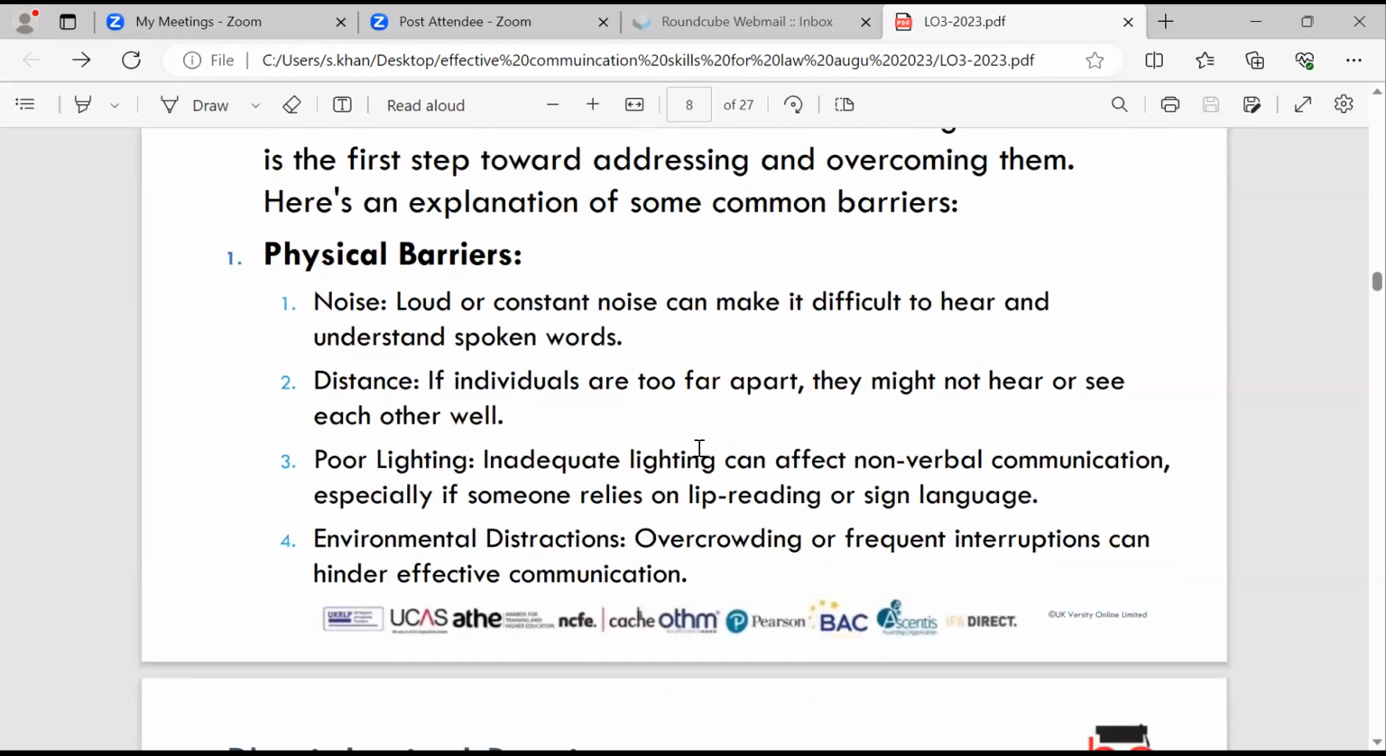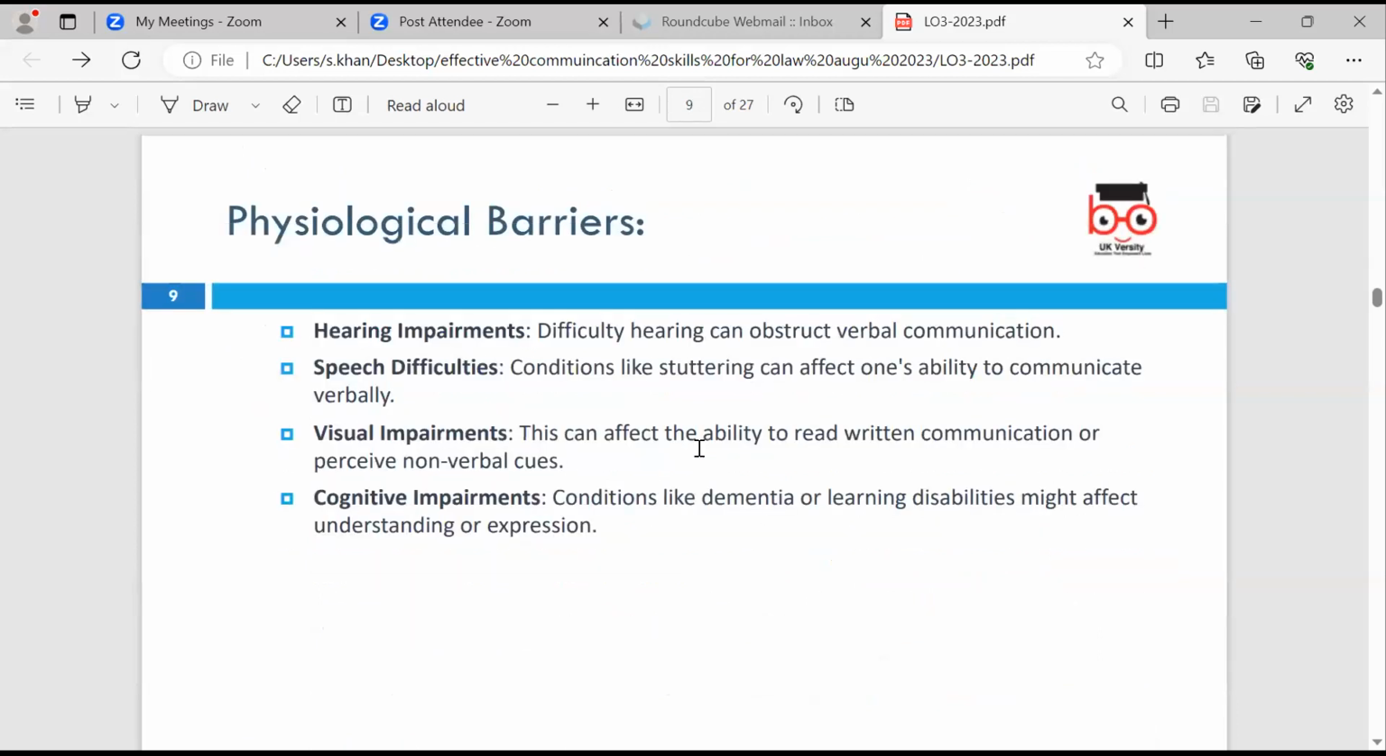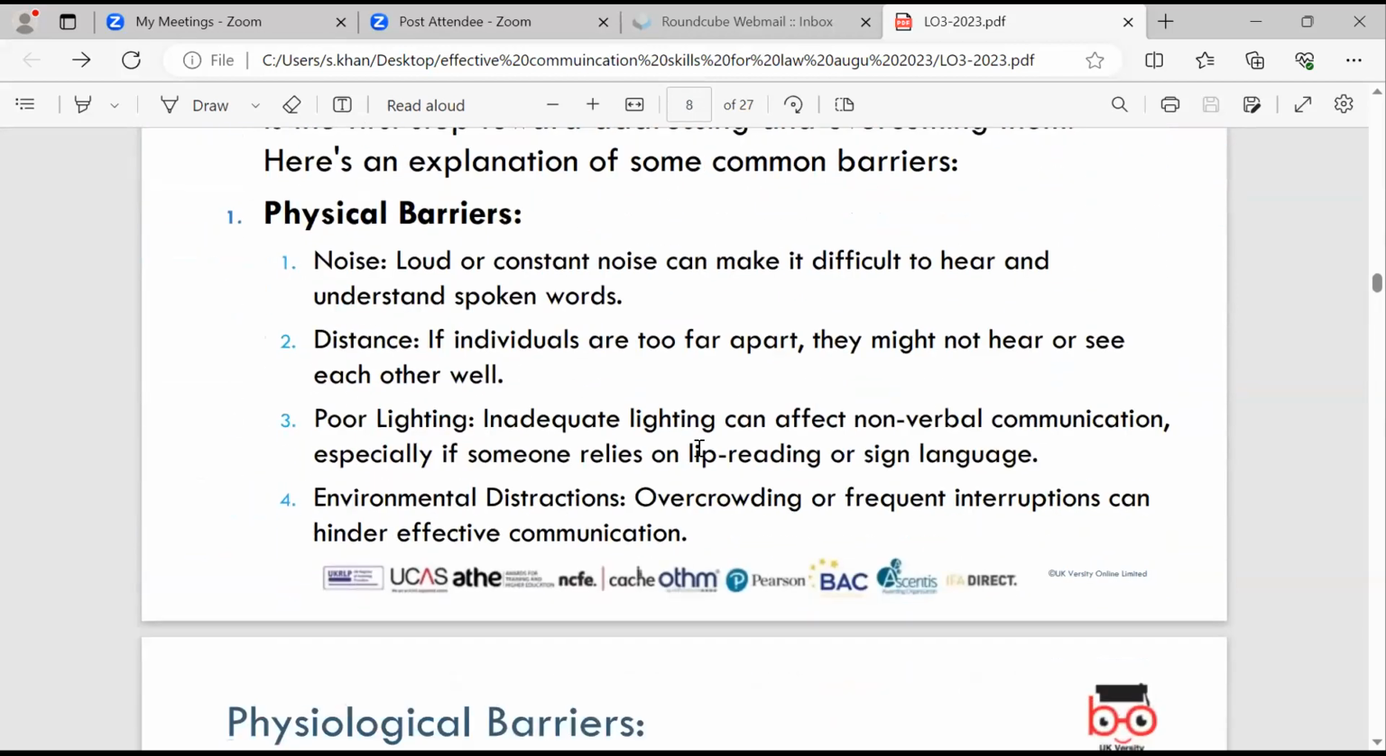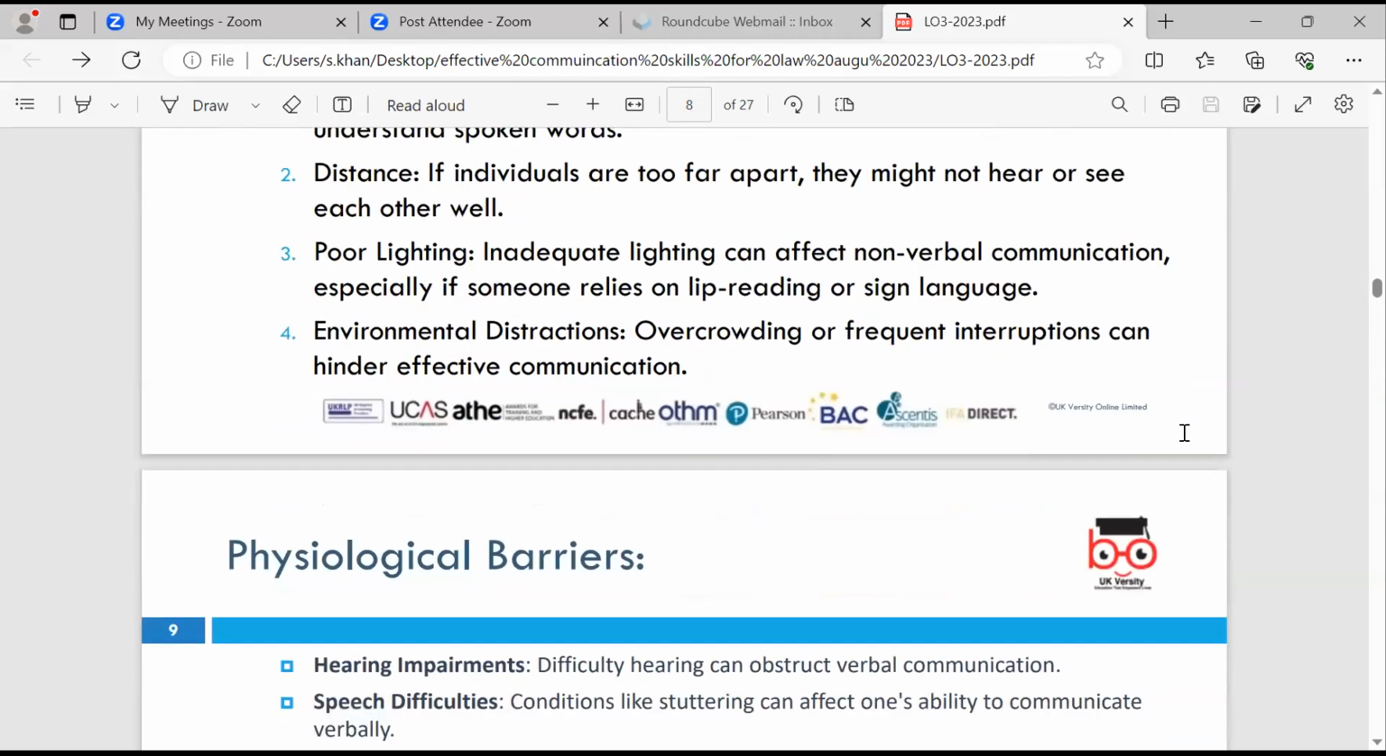So physical barriers, and that could be things like noise. Loud or constant noise can make it difficult to hear and understand spoken words. And distance: if individuals are too far apart, they might not be able to hear each other. And poor lighting, like we mentioned earlier, inadequate lighting can affect non-verbal communication, especially if someone relies on lip reading or sign language. Environmental distractions, overcrowding, or frequent interruptions can hinder effective communication.